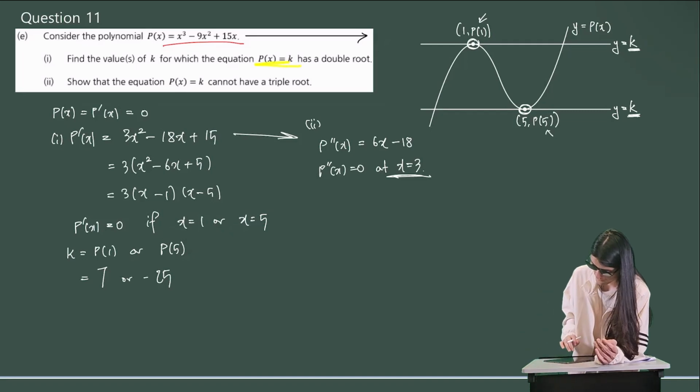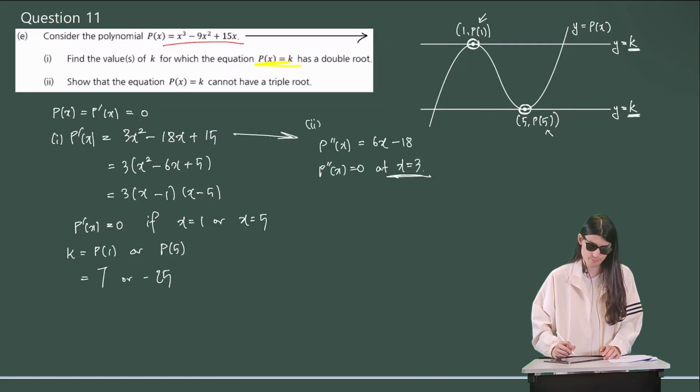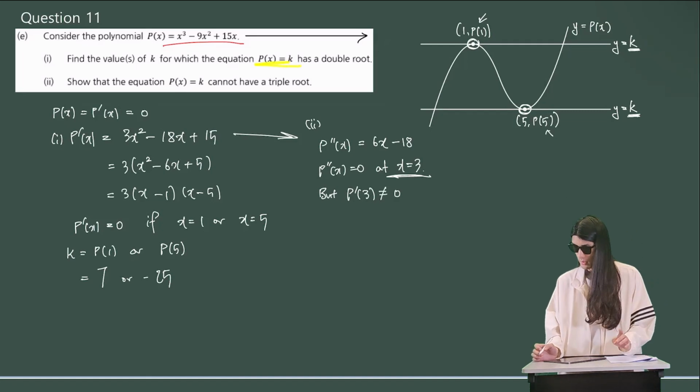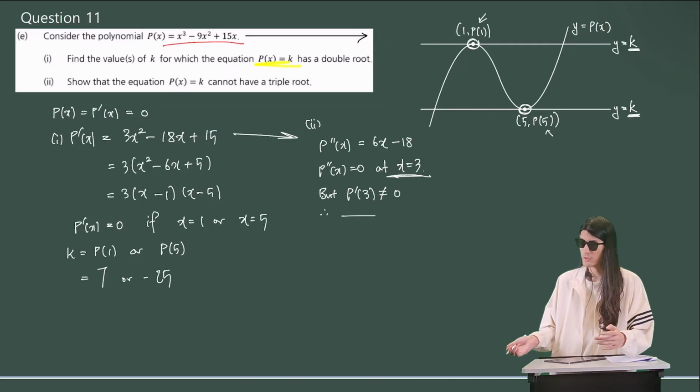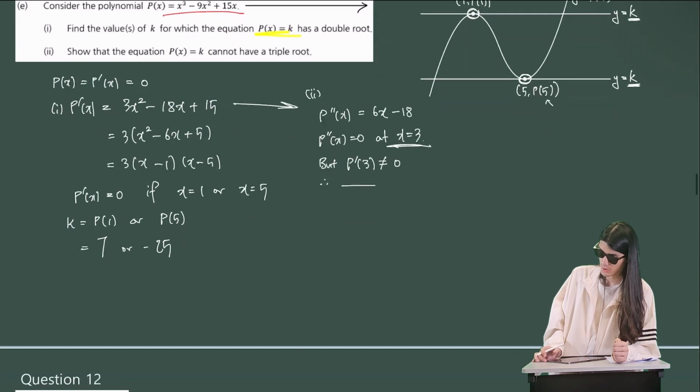Okay? So, oops, p dash 3 is not equal to 0. So therefore, and then you write your conclusion that the equation p(x) equals to k cannot have a triple root. Okay? Moving on.